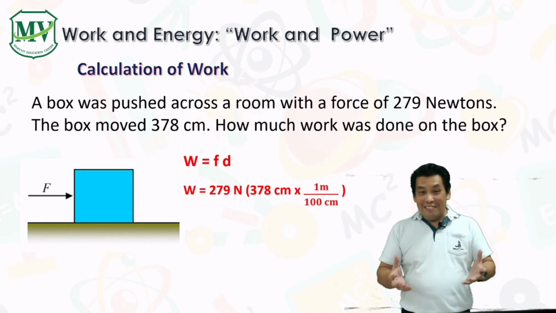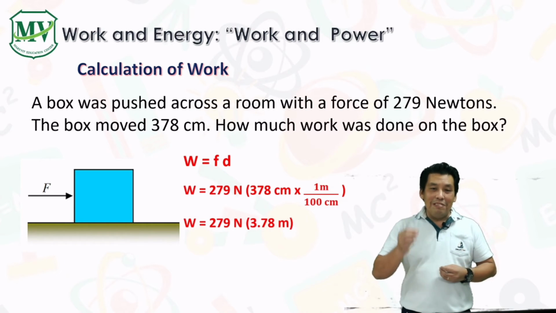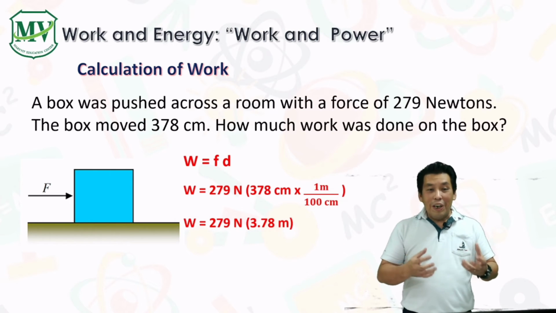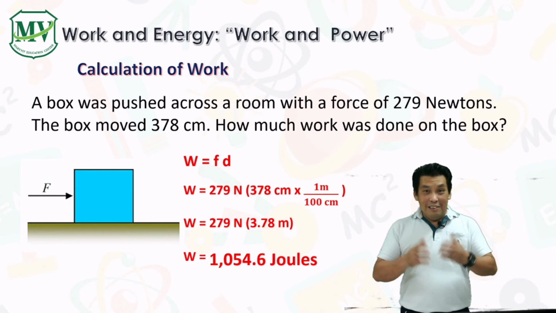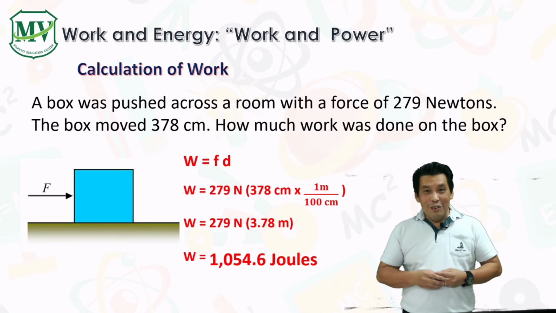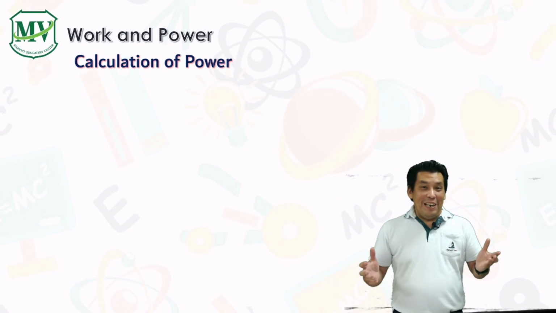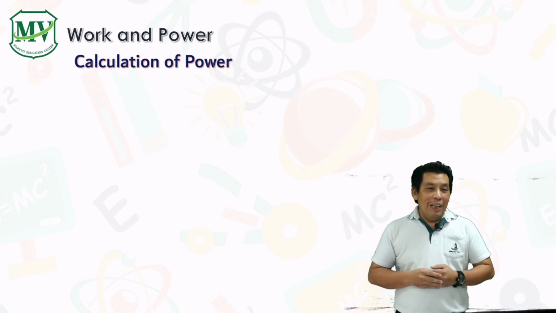Did you get the answer? A force of 279 newtons times the distance of 3.78 meters, work done is equal to 1054.6 joules. Did you get the same answer as mine? Good job! And finally, we have problem number 2 on calculation of power.